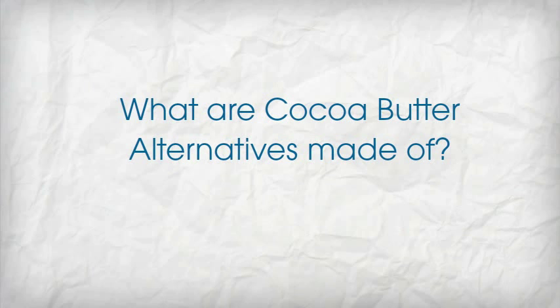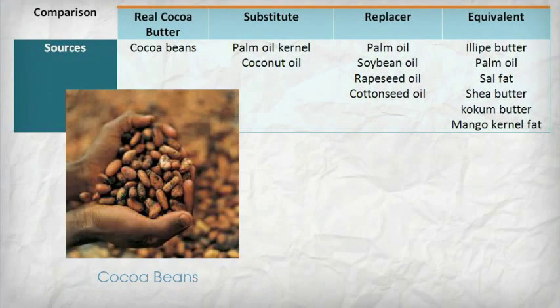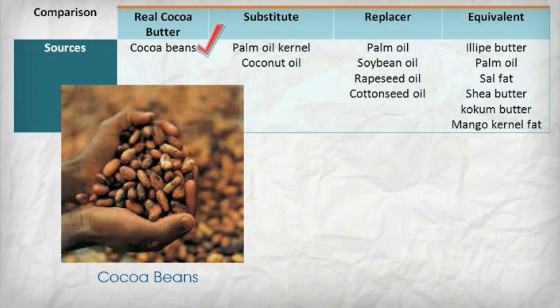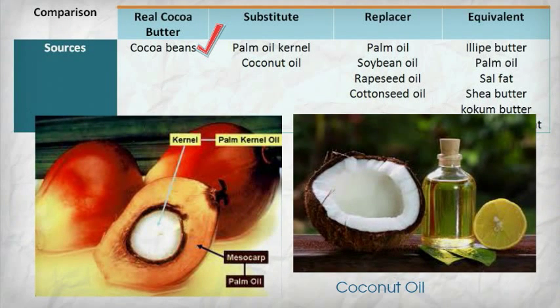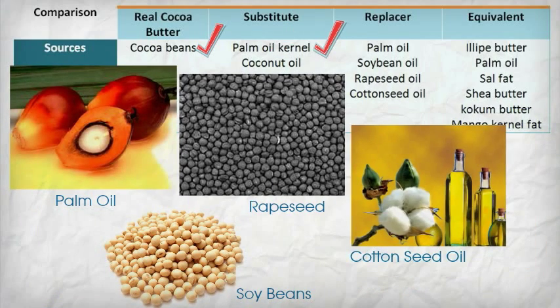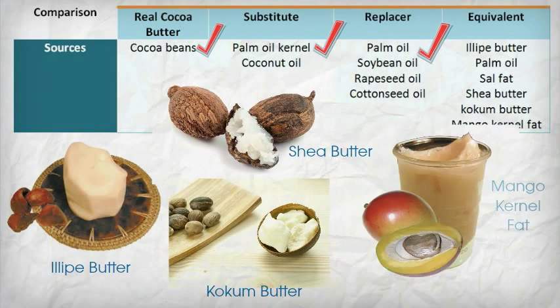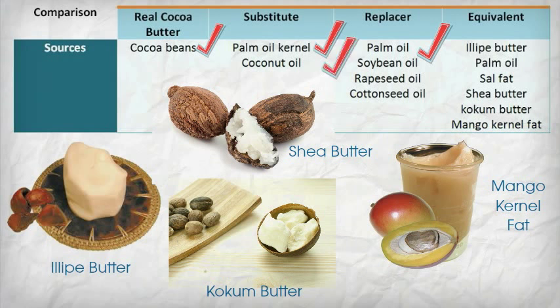What are cocoa butter alternatives made of? Real cocoa butter is made from cocoa beans, while cocoa butter substitute can be made from either palm oil kernel or coconut oil. Cocoa butter replacer can be made from palm, soybean, rapeseed, or even cottonseed oil. While cocoa butter equivalent can be made from ellapi butter, cocoa butter, shea butter, or mango kernel fat.